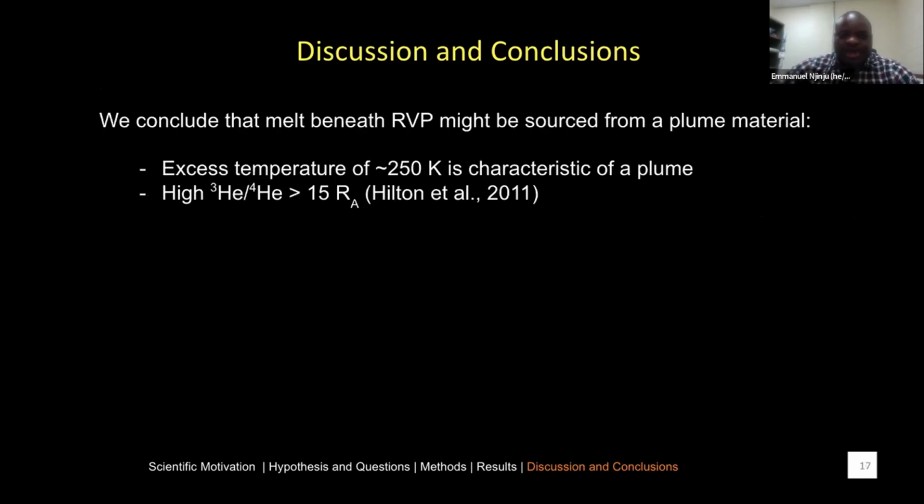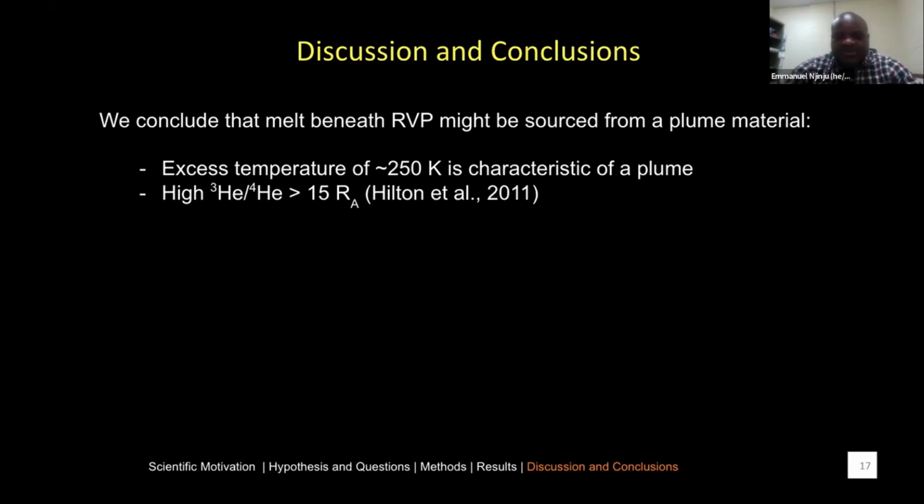And so we conclude this study by suggesting that actually plume materials might be present beneath the Rungwe volcanic province due to the high excess temperature that we derive of up to 250 Kelvin. And this is characteristic of plumes from petrological studies.